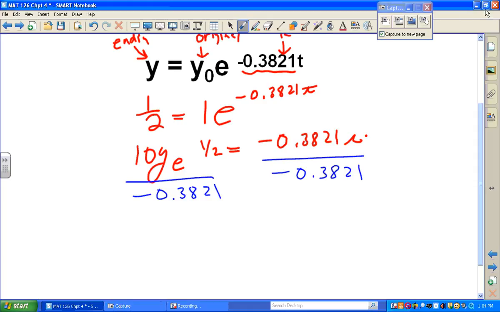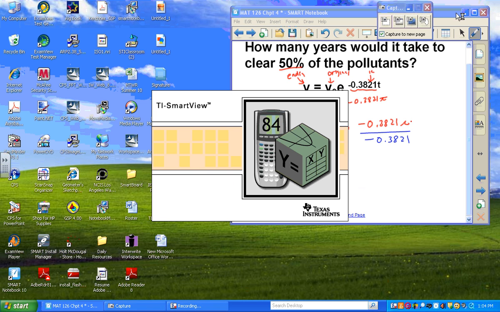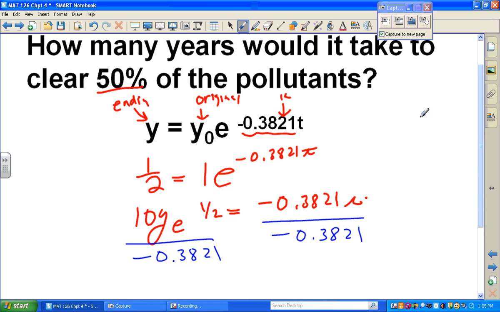And my calculator's not booted up. I'll boot it up though. Somebody always moves it, just for fun, I think.